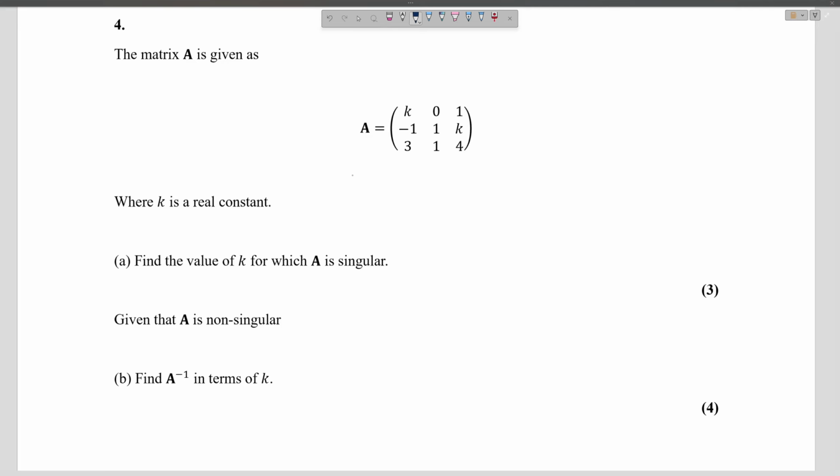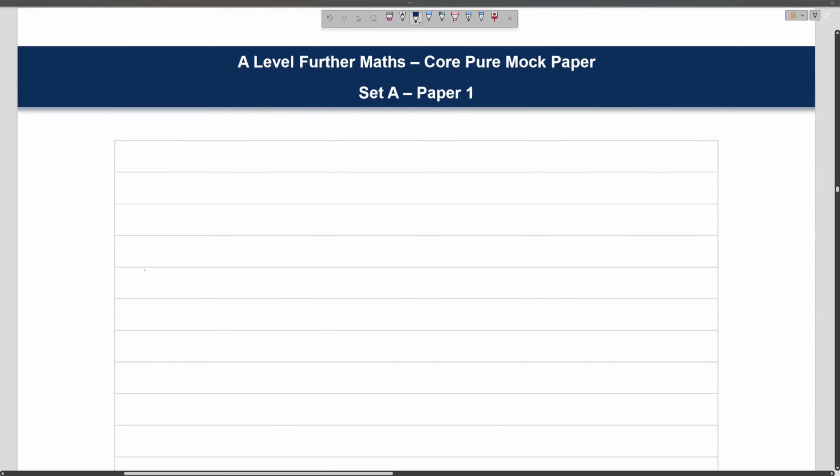So moving on to the next question, where we now have question 4. As we can see for question 4, we have the matrix A, which is given as follows. A here is a 3x3 matrix, and we're told that K is a real constant. For the first part of this question, part A, all we want to do is find the value of K for which the matrix A is singular. So let's just scroll down here.